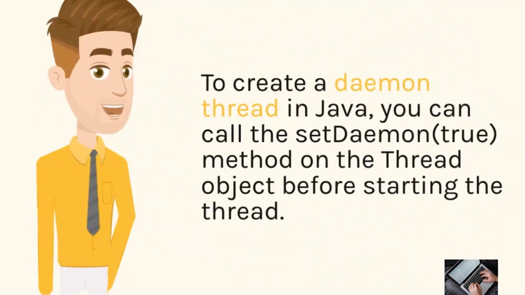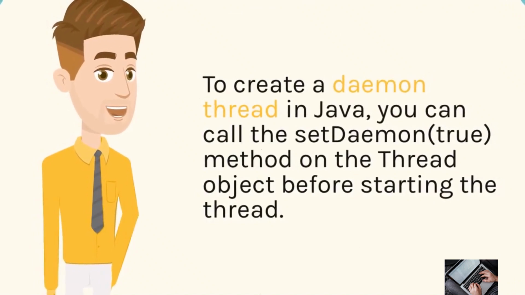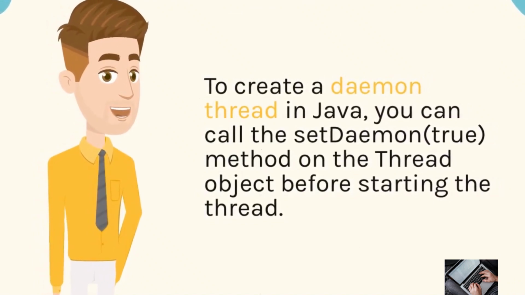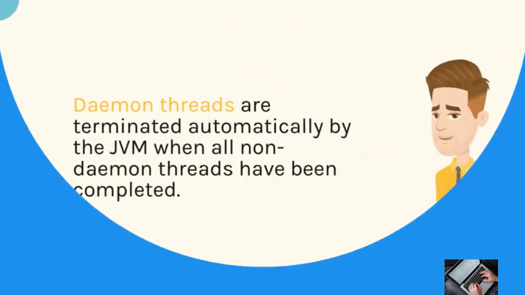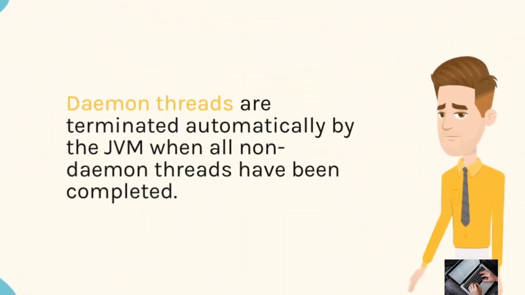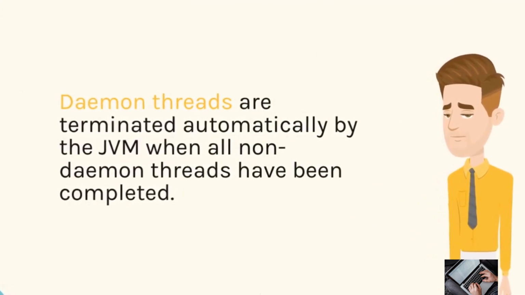To create a daemon thread in Java, you can call the setDaemon(true) method on the thread object before starting the thread. Daemon threads are terminated automatically by the JVM when all non-daemon threads have been completed.